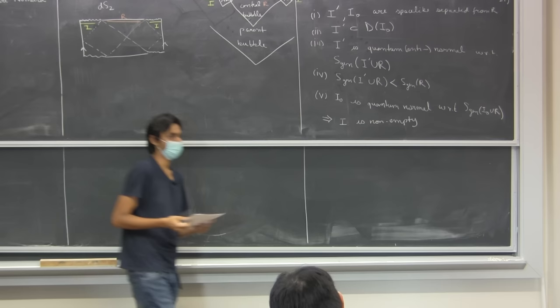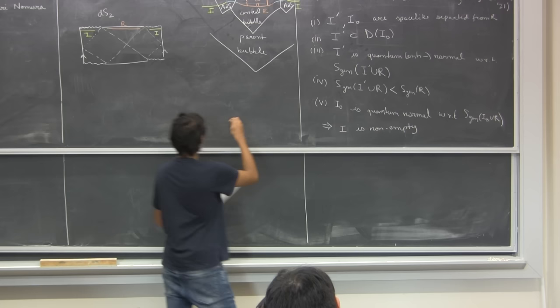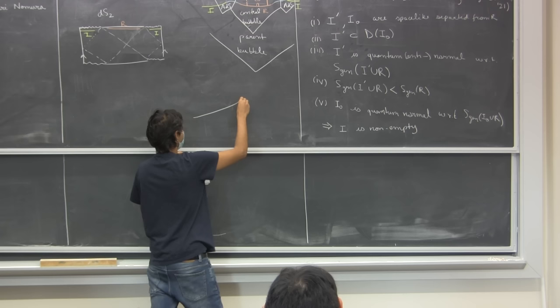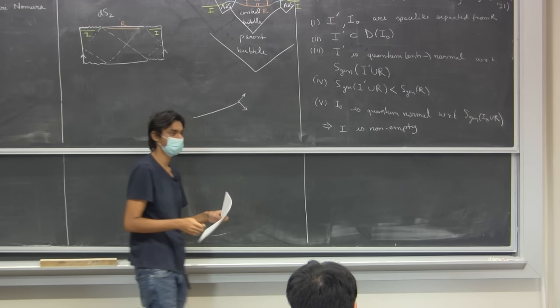So quantum normal means that, in that context, if I consider any variations which are radially outwards in the null directions, then under both of these variations, the area goes up, or the generalized entropy goes up. Increases. Yes.